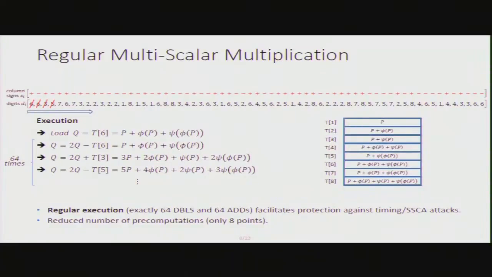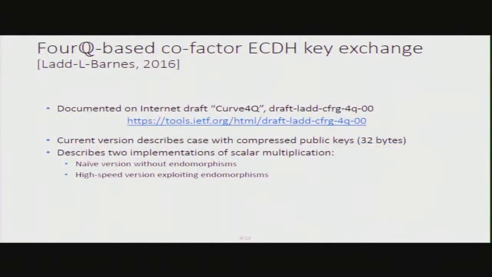And now, what about doing some basic stuff in the cryptographic sense? We recently wrote an internet draft in collaboration with Watson Ladd and Richard Barnes, and it's available at this link. The title of the draft is FourQ. The current version describes the compressed version of the cofactor ECDH, meaning that the public keys are compressed and they are 32 bytes in total in size.